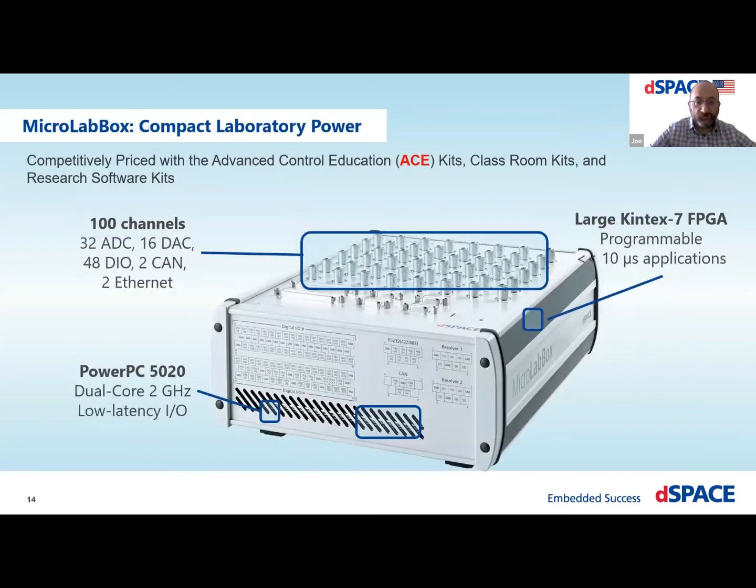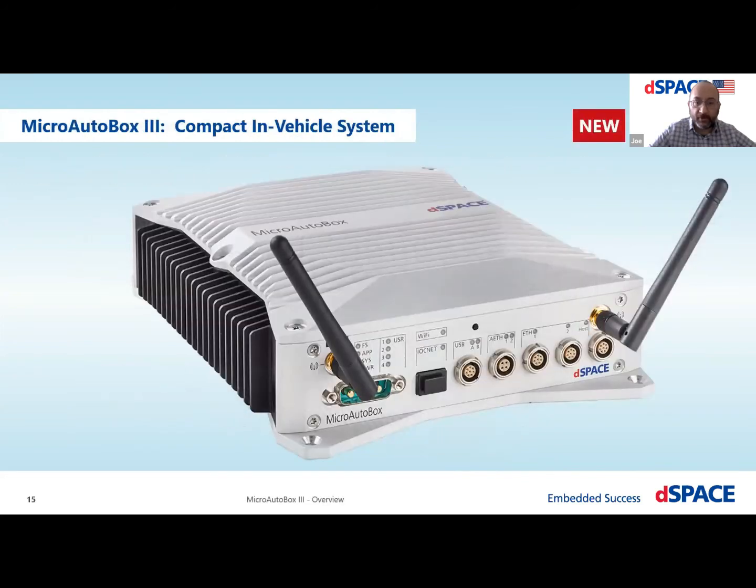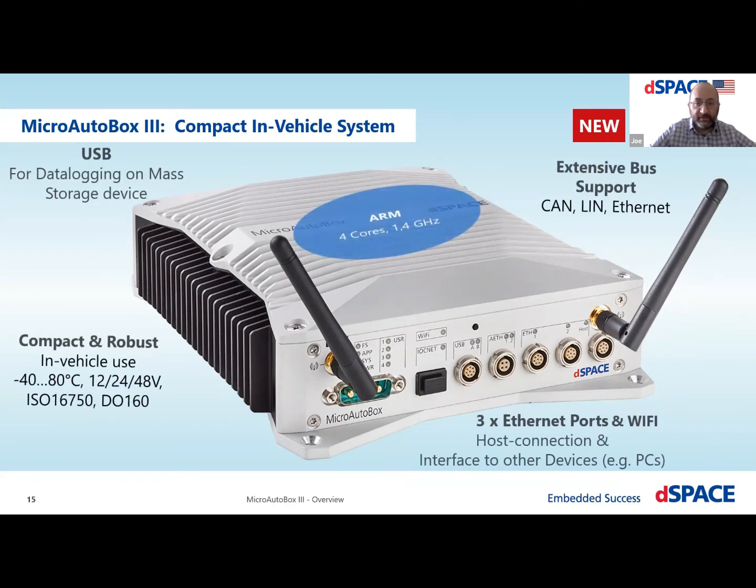Okay, so the next platform is the MicroAutoBox. Now this is more of a compact system that is meant for in-vehicle use. It is actually a quad-core 1.4 GHz ARM as the main processing element. You can get a MicroAutoBox that has the FPGA option. It would be a dual-layer MicroAutoBox, so a little different than what you're seeing here, which is a single layer, but the idea is the same.